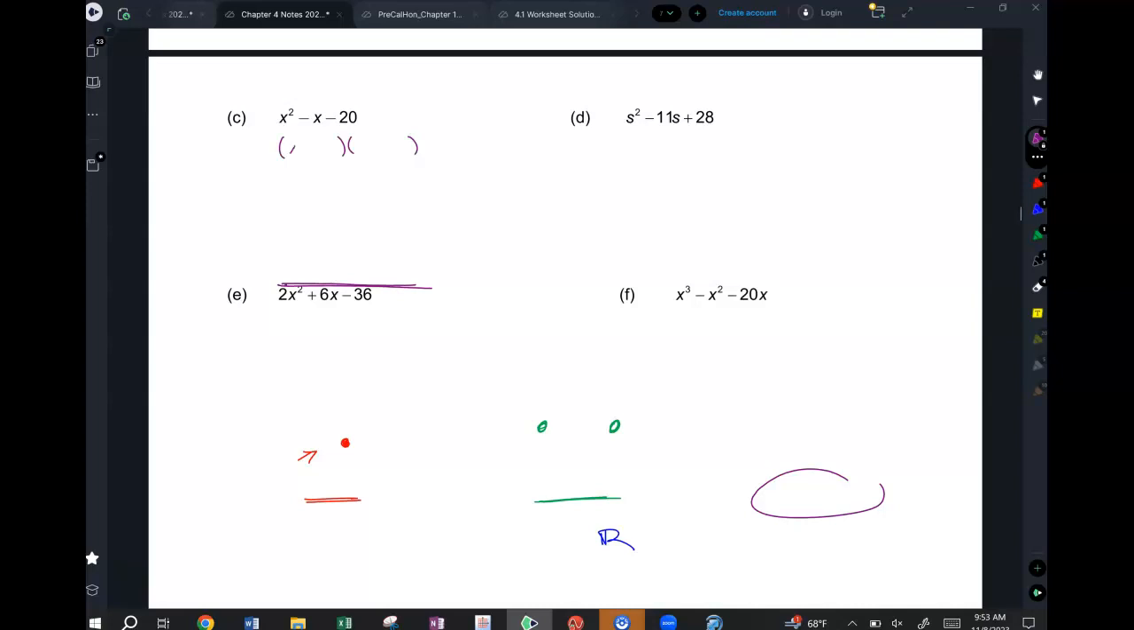Okay, so let's factor this. So I get x, x. I need two numbers that multiply to negative 20. So they can't both be positive and they can't both be negative. One has to be positive and one has to be negative. So it's 1 and 20, 2 and 10, 4 and 5. But which one of these, if I combine them, could possibly give me a negative 1? Negative 5 and 4. I can make it negative 5 and positive 4. They do add to negative 1, and so that's my factored form.